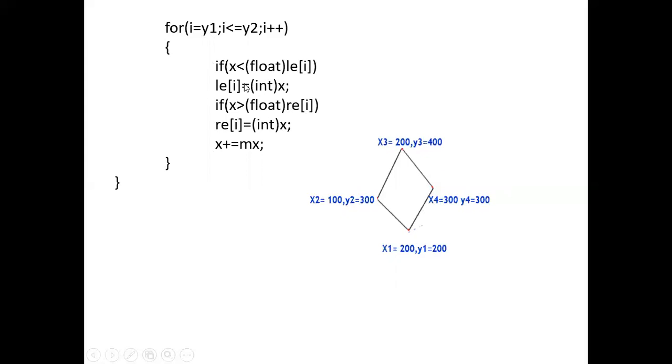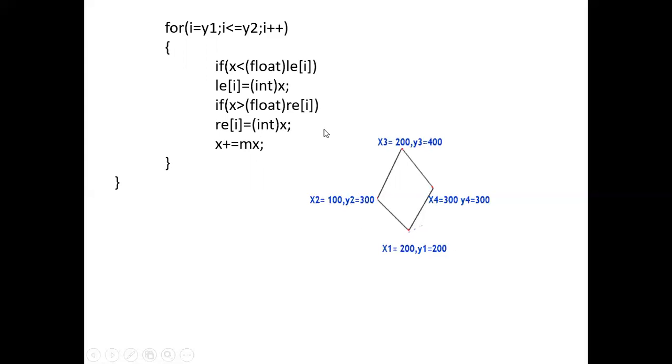I will check if x is less than the left end of i, right? So x value is what? X value is 200, right? So is x less than 200? I will check this. 200 is less than 200, no, right? So if x is less than 200, whichever x value we have, the left edge is 200 and the right end point is 100, right? So you have to fill from 200 to 100. If it is less than, then that will become the left edge.